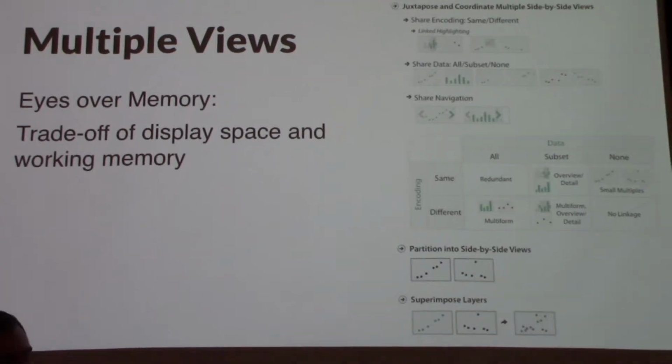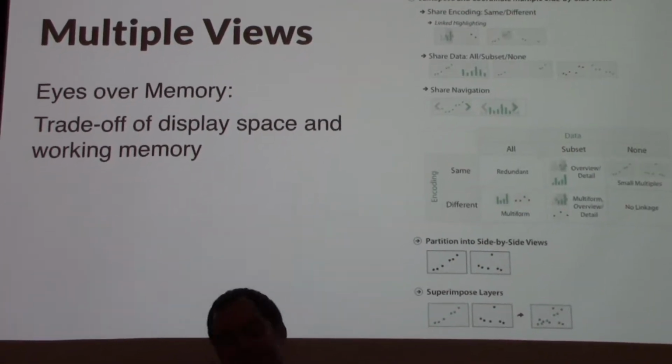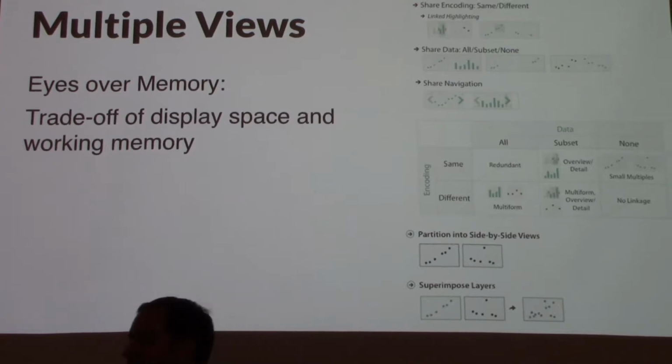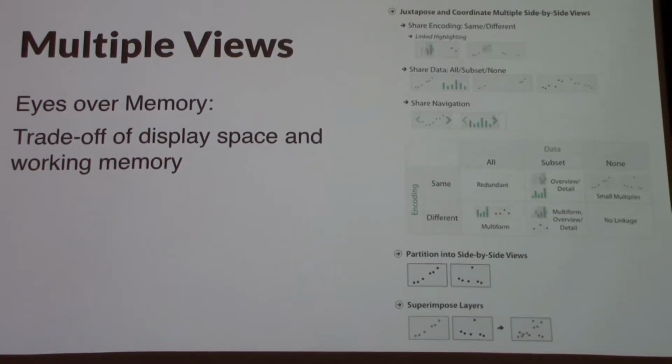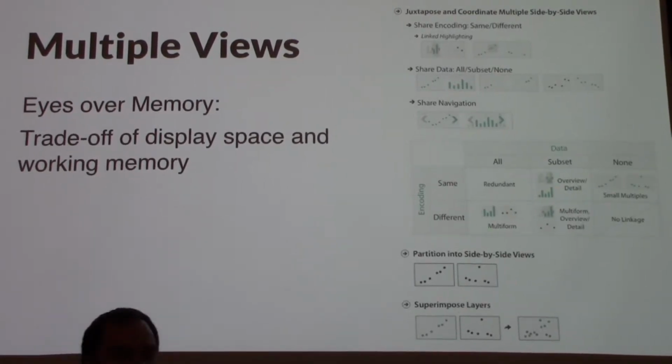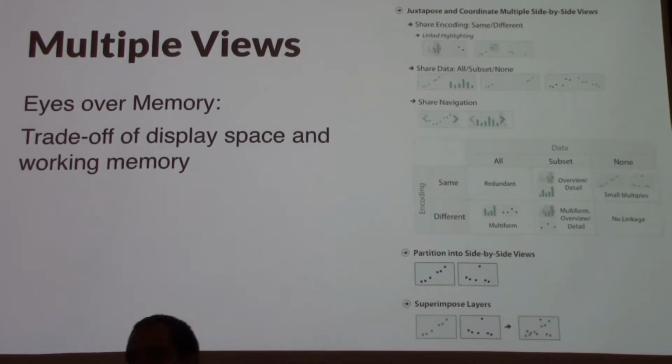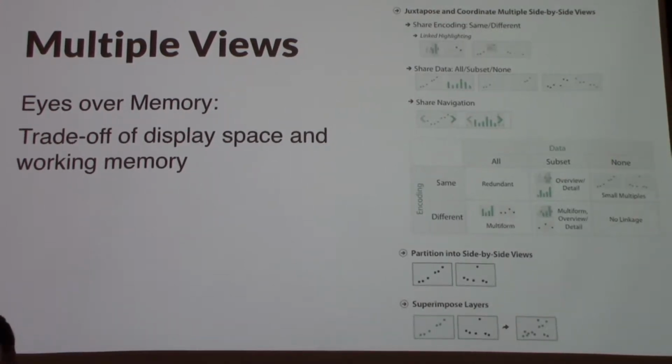up to this point we've talked mainly about a single visualization technique. But in fact visualization systems usually use multiple views. And the idea behind this is eyes over memories, that you trade off display space and working memory. So if we had this time partitioning where I showed two different representations of a data set by choosing to animate between them or transition between them, I still have to keep track mentally of what was before, what is now. If I simply add a view with this different representation, I don't have to do this.